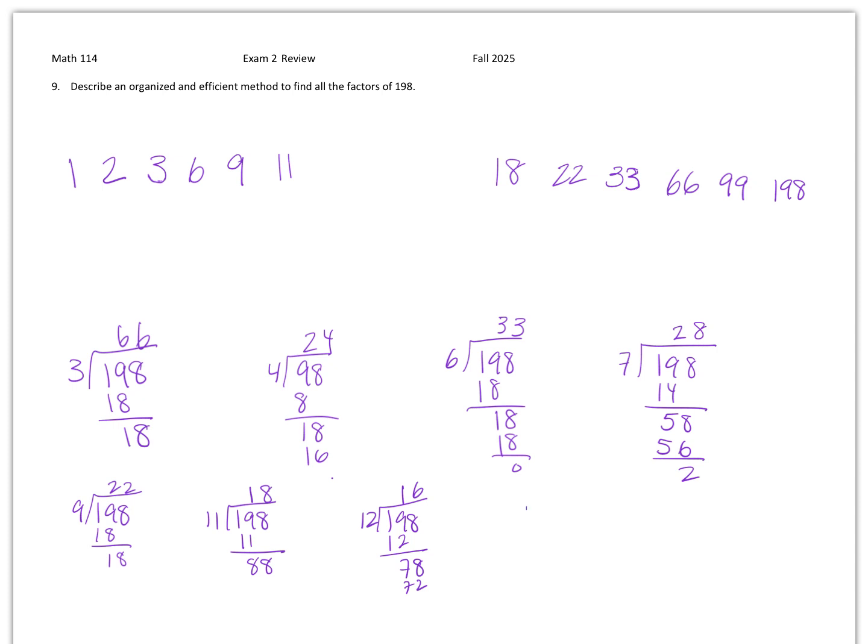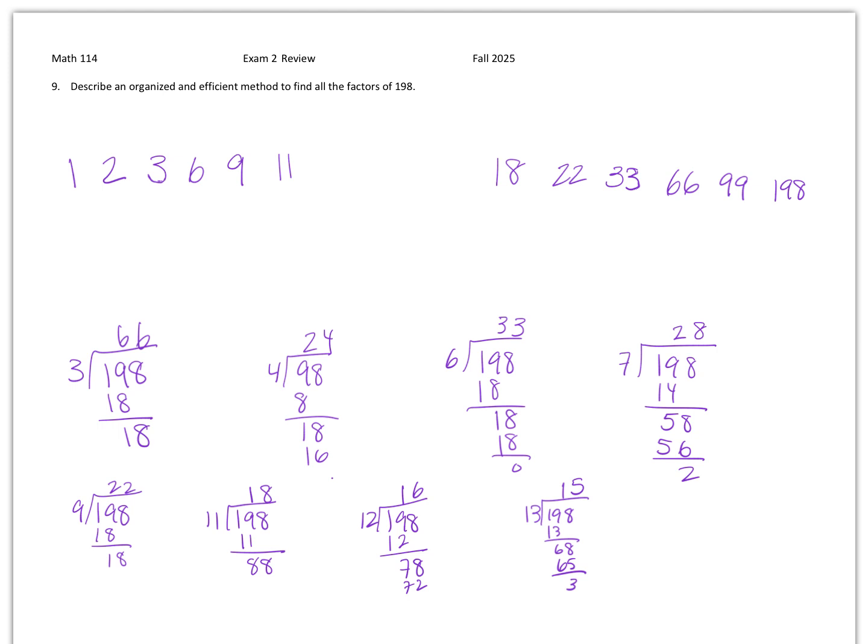Okay, next thing I want to check is 13. 13 goes into 19 once. Okay, 13 goes into 68, I believe 5 times. Okay. And then 5 times 13 is 65. Subtracting, we get 3, so we have a remainder. 13 is not a factor, which means 15 is also not a factor. And the last thing I would have to check is 16. Oh, I don't have to check 16 because it's not a factor.